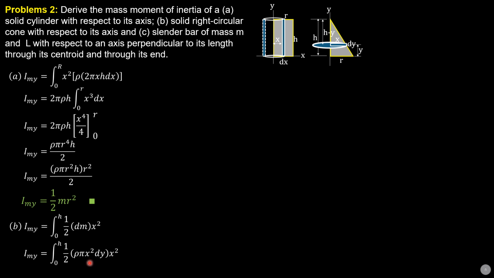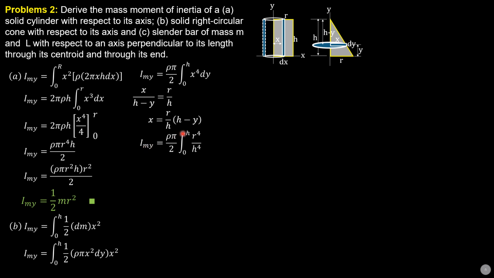So putting rho pi over 2 before the integral sign, then we have integral 0 to h of x to the fourth dy. Expressing x in terms of y, we can do that by similar triangles here. x is to h minus y as r is to h. Then x to the fourth is r to the fourth over h to the fourth times quantity h minus y to the fourth. So rho pi over 2 times integral 0 to h of r to the fourth over h to the fourth times quantity h minus y to the fourth dy.